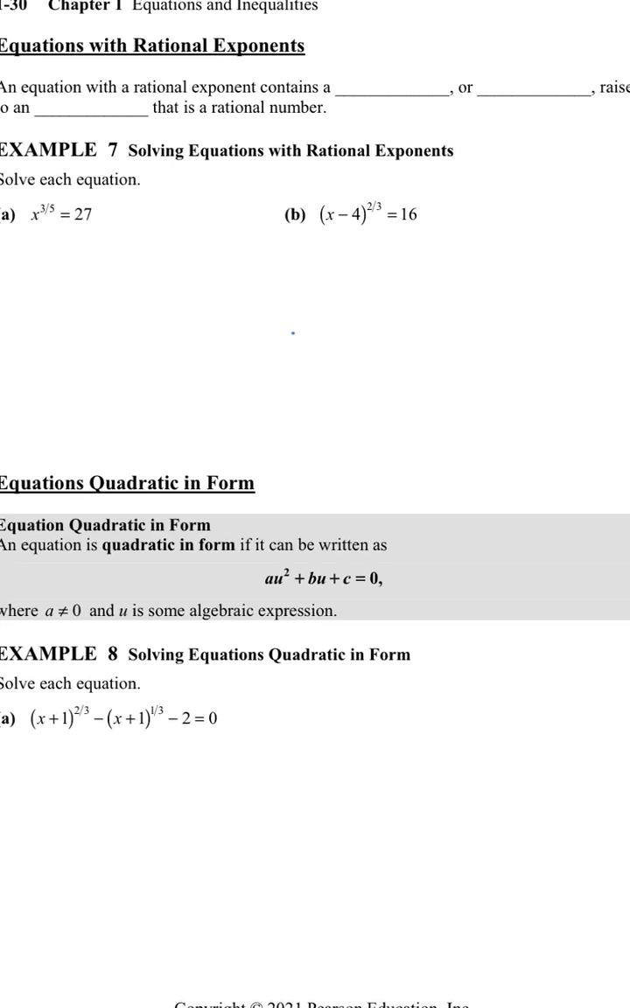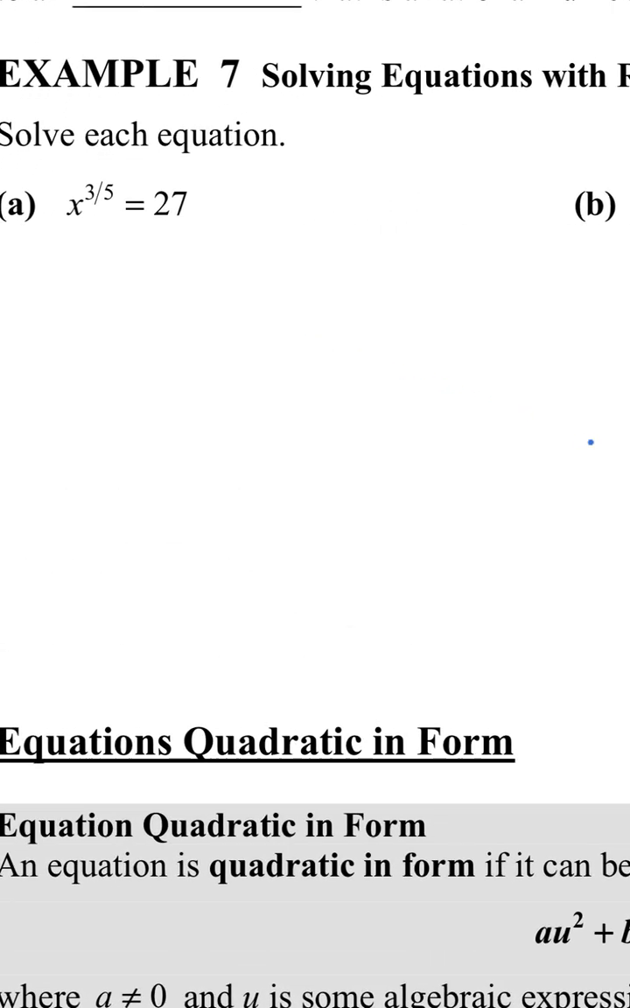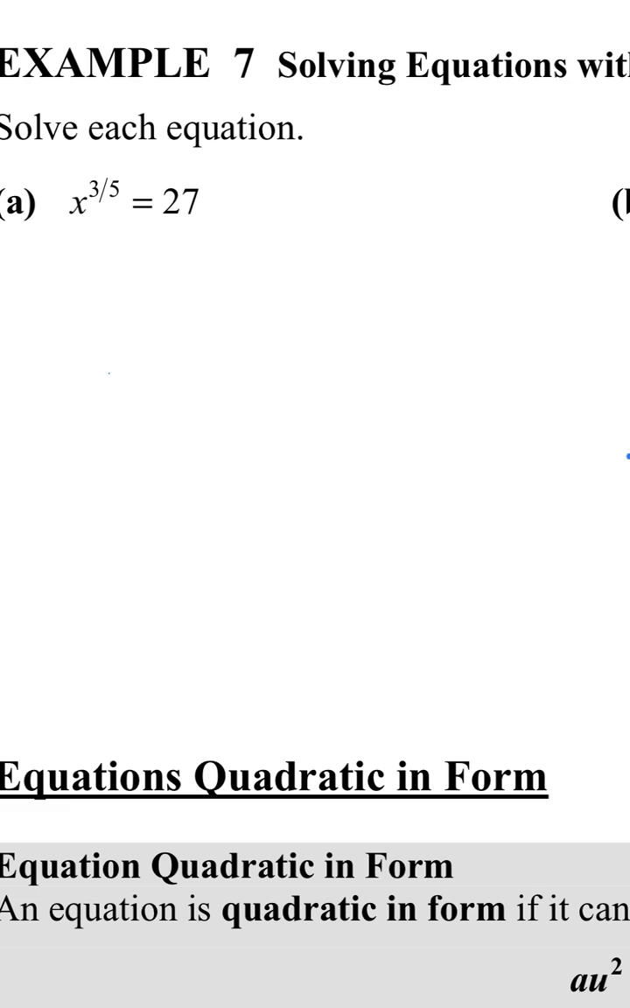So here, if we look at this one, this is x to the 3/5. Let me enlarge this and focus on it. You're going to raise this to the reciprocal. 5/3 would be the reciprocal, but you have to do the same thing to this side. I know it looks super weird, but the 3's cancel and the 5's cancel, so you get x equals.